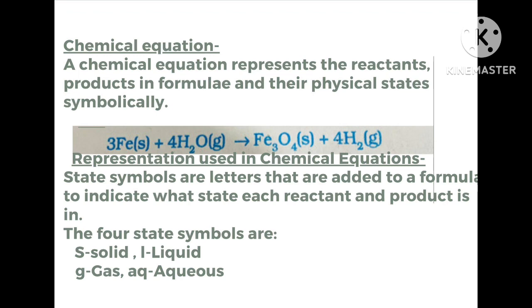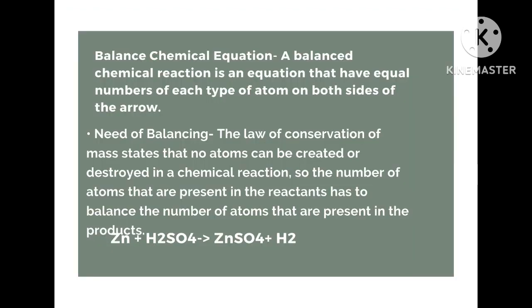State symbols are letters that are added to a formula to indicate what state each reactant and product is in. The four state symbols are: S is used for solids, L for liquids, G for gas, and AQ is written for aqueous solutions. When we write a chemical equation, we need to balance it. A balanced chemical reaction is an equation that has an equal number of each type of atom on both sides of the arrow.